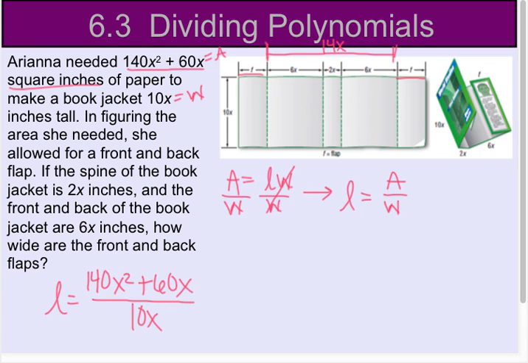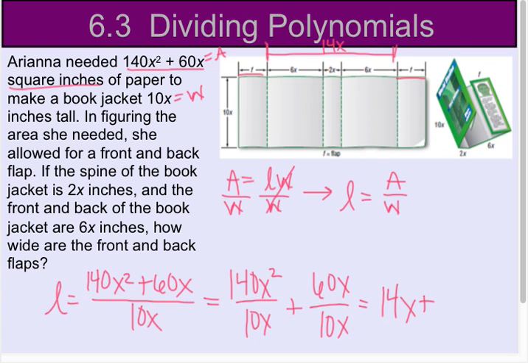This is dividing two polynomials. This is easy. I can just break it apart. If I'm dividing, it means each piece is being divided by 10x, so I'm going to rewrite it this way. 140 divided by 10 is 14. X squared divided by x gives me x. Plus, 60 over 10 is 6. X over x simplifies to 1. So I just have plus 6.